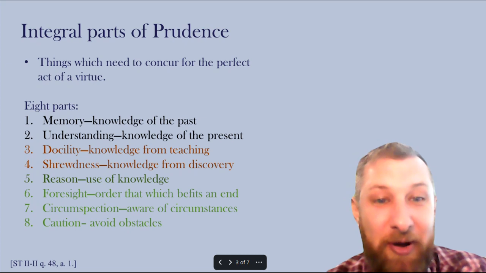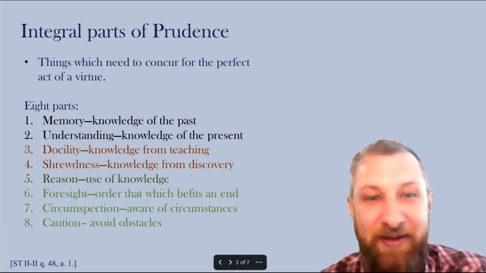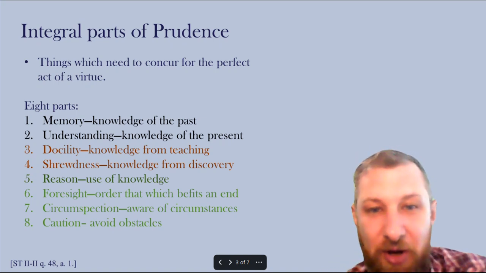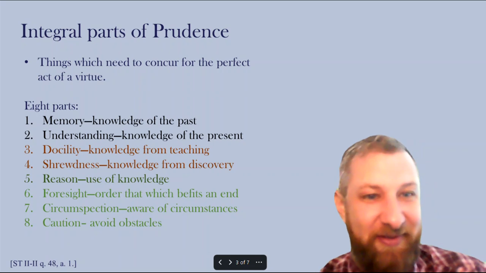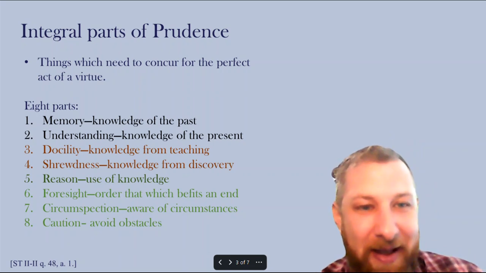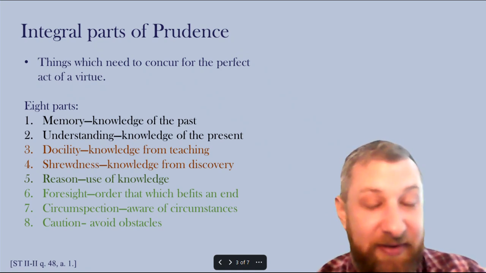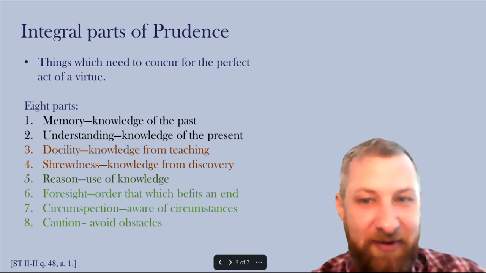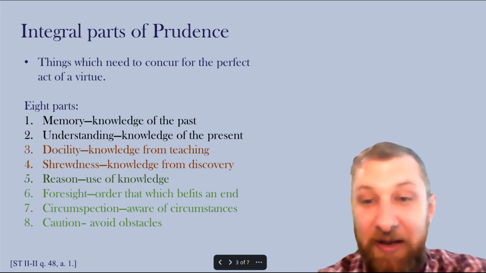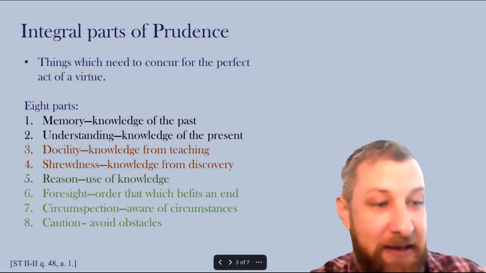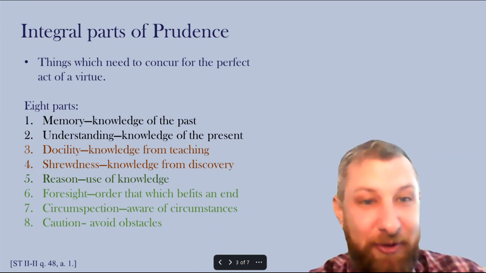Also, understanding, which St. Thomas defines as knowledge of the present. How can you be prudent about what is to come if you don't know where you are currently, right? That's very difficult. So the past and the present are necessary for prudence. You can't be completely ignorant of the past and present and still be prudent, right? Prudence deals with seeing what's coming down the road, being prepared for what is coming ahead. How do you know what's coming ahead if you don't know the past and the present?